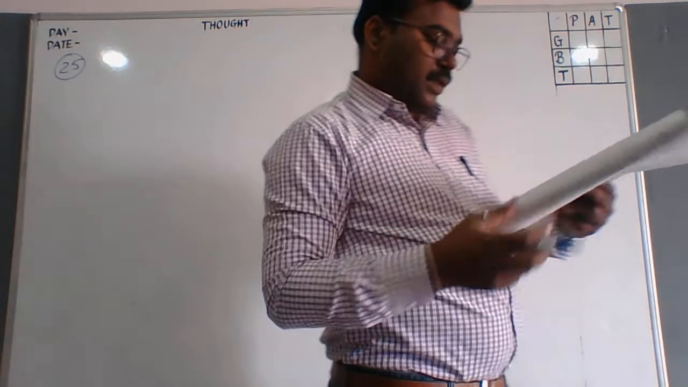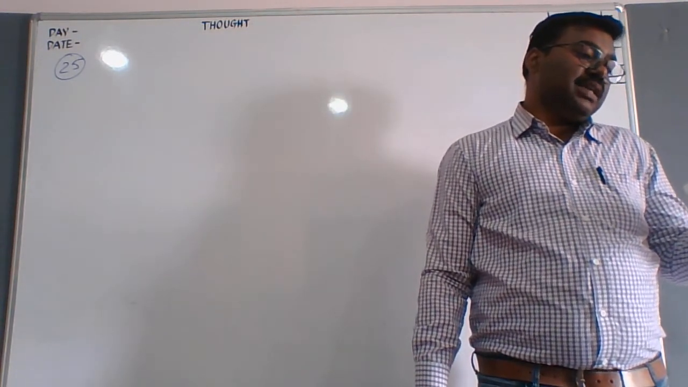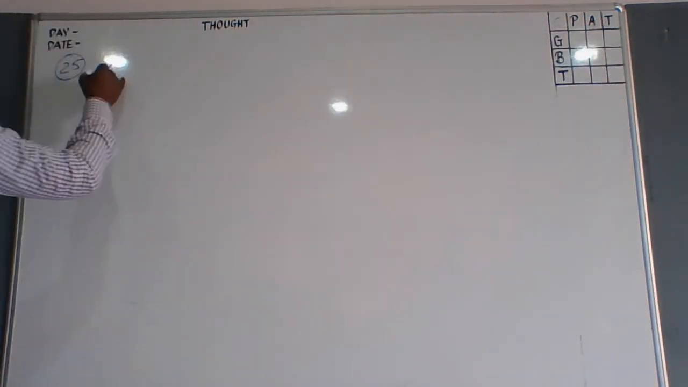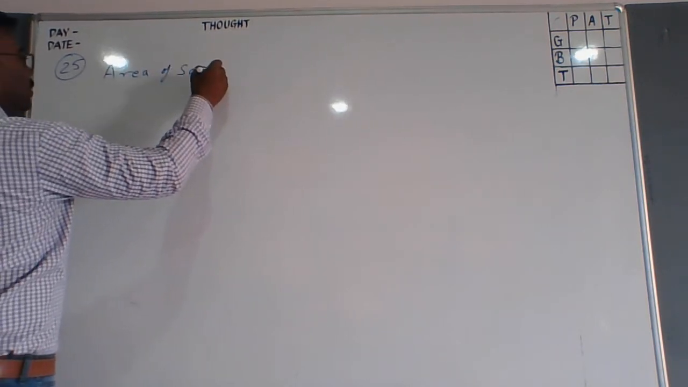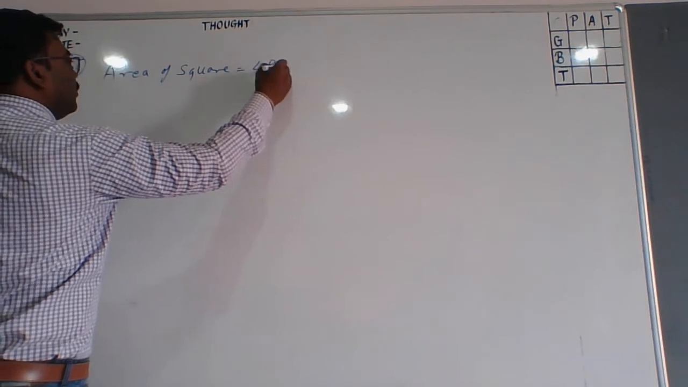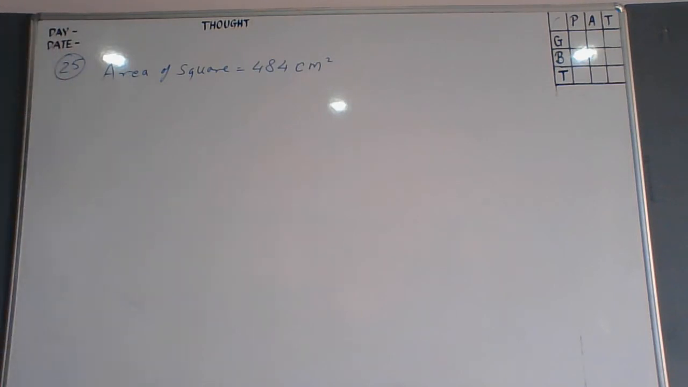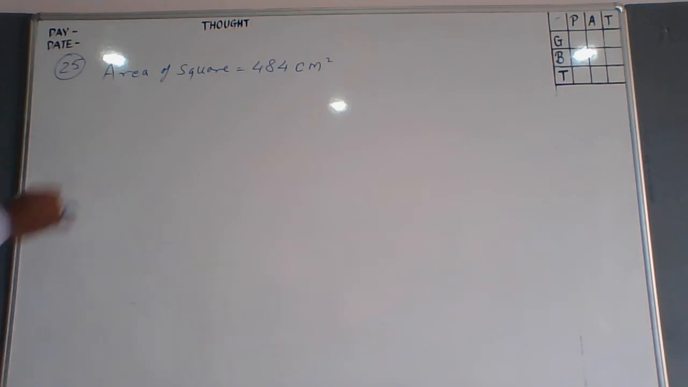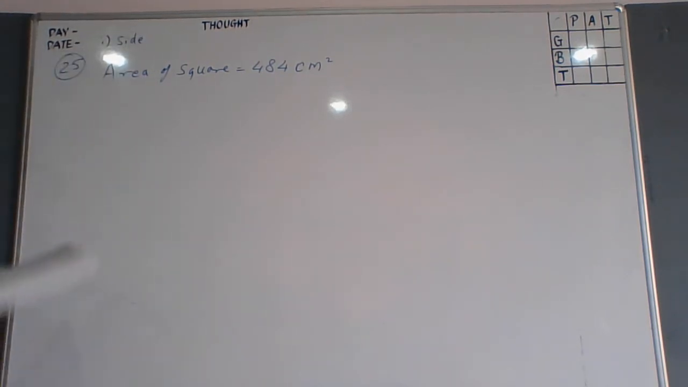The question is, a wire when bent into the form of a square encloses an area 484 centimeters square. The area of the square is given to us, 484 centimeter square. Okay, this is the given part of the question. Then we want to calculate the side of the square. The first thing that we want to calculate is side of the square. Second, length of the wire.